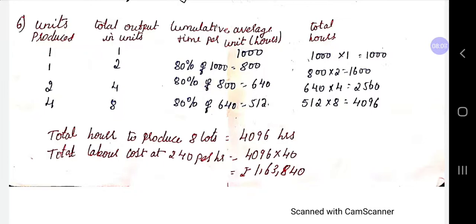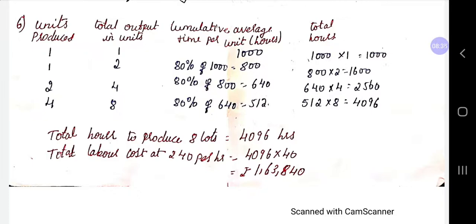An engineering company has an 80 percent learning effect and spends 1000 hours to produce lot 1 of a product. Estimate the labor cost of producing 8 lots of the product if the labor is 40 per hour. So the total number of lots is 8, and for one lot they are taking 1000 hours.